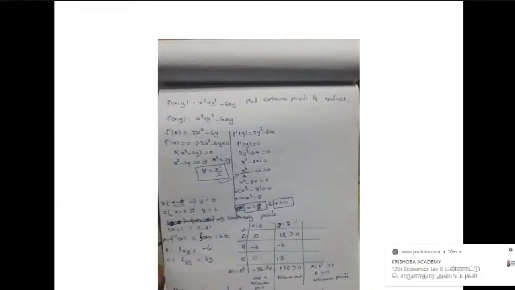For finding maxima and minima, I told the short trick for three formats only: ax square plus bx plus c, otherwise ax cube plus bx square plus cx plus d, and x cube plus y cube plus 3axy. If the equation is in this format, we can use the trick. For each and every equation the trick will be different, so please check it. Otherwise, we have to follow the normal procedure.